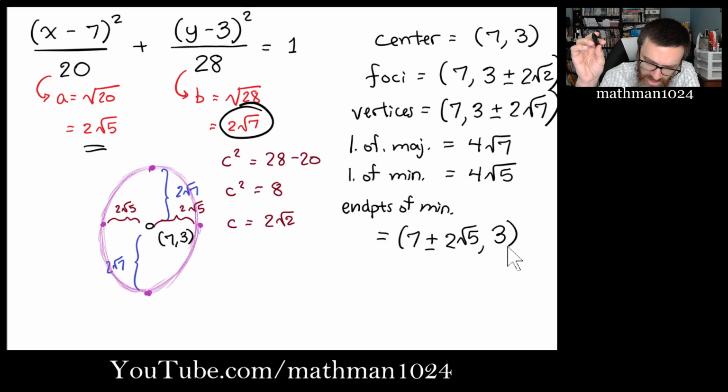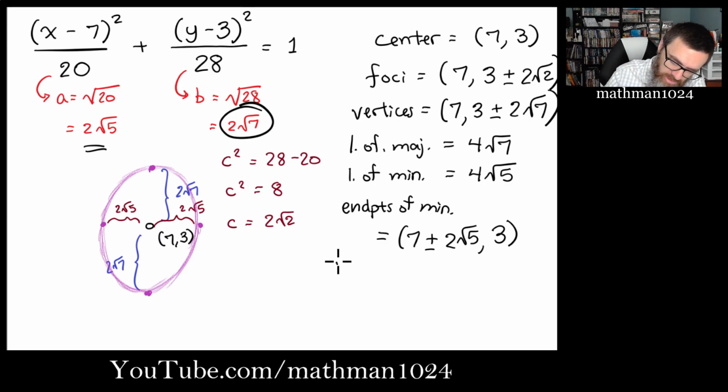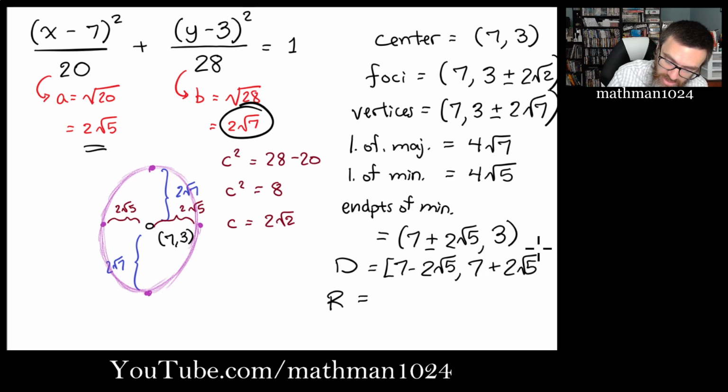All right, so now we need to talk about the domain and the range. So my domain, well, how far to the left do I get? And that's where you look at the endpoints of the minor axis, because the x is stretched in the minor way. So on the left, you have 7 minus 2 square roots of 5. And on the right, it's 7 plus 2 square roots of 5.